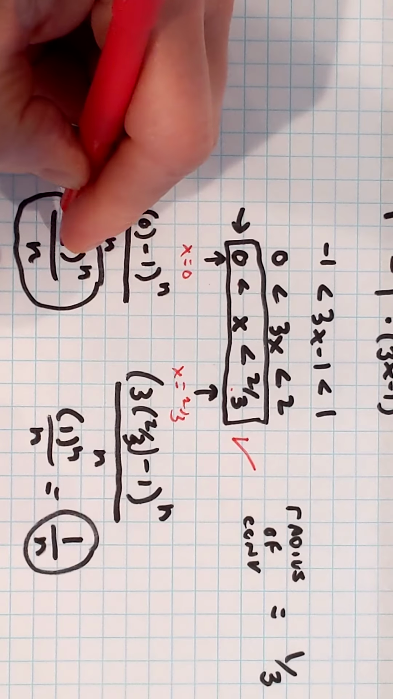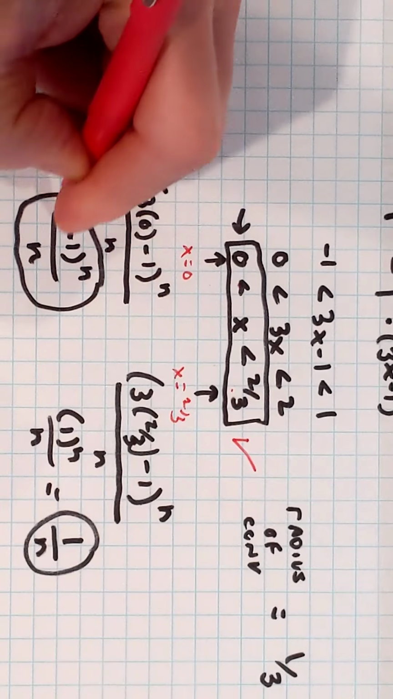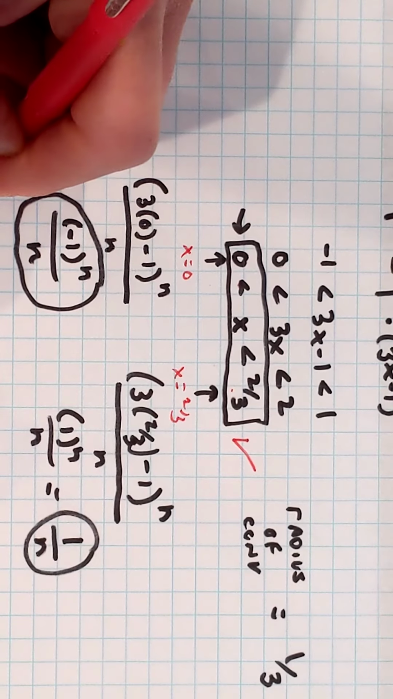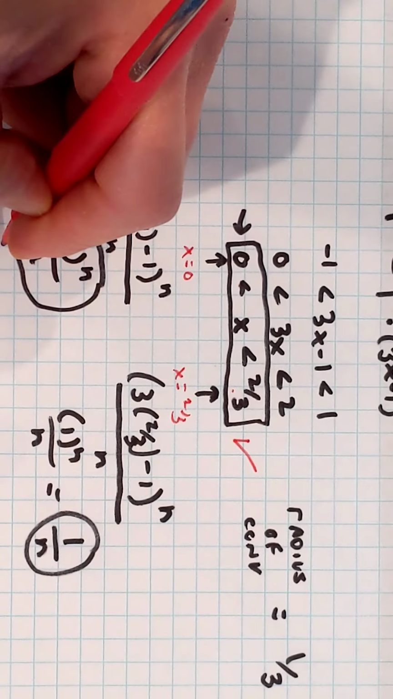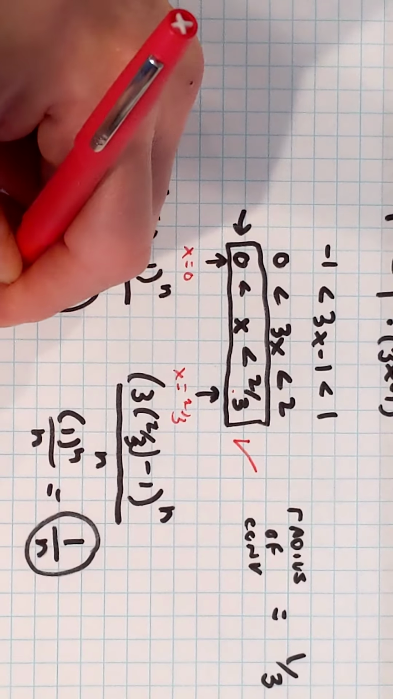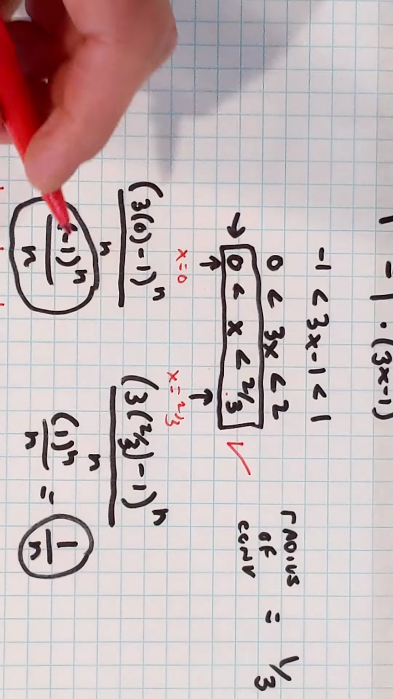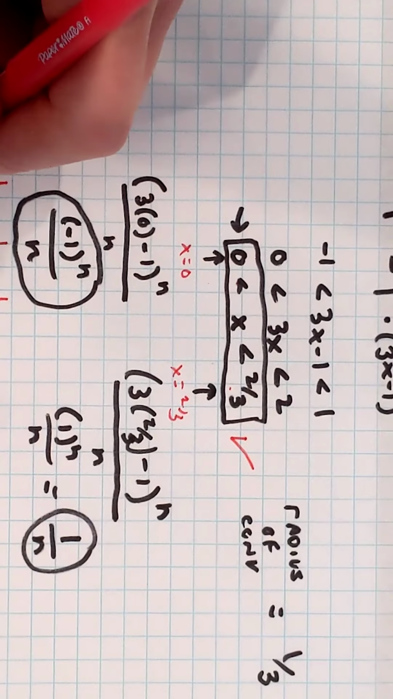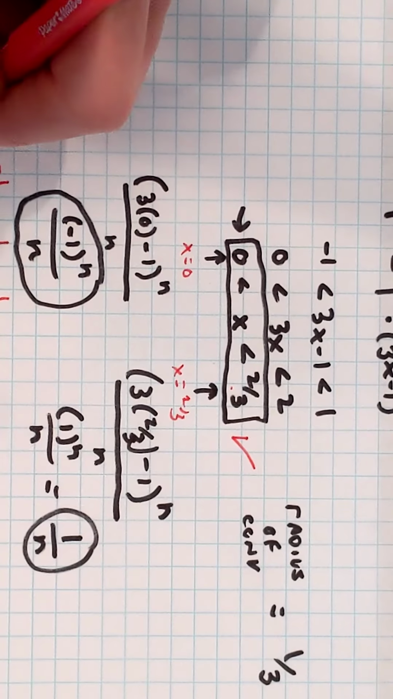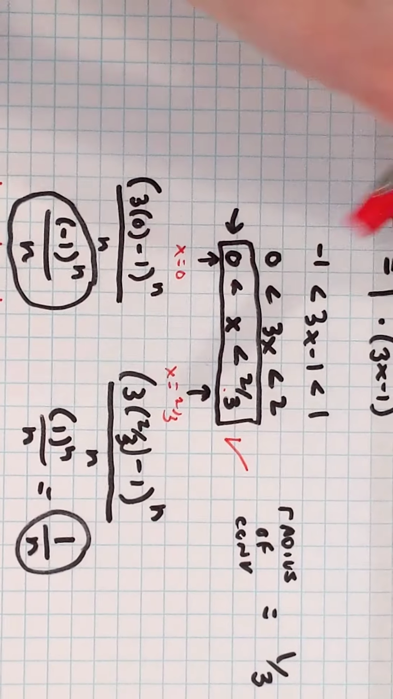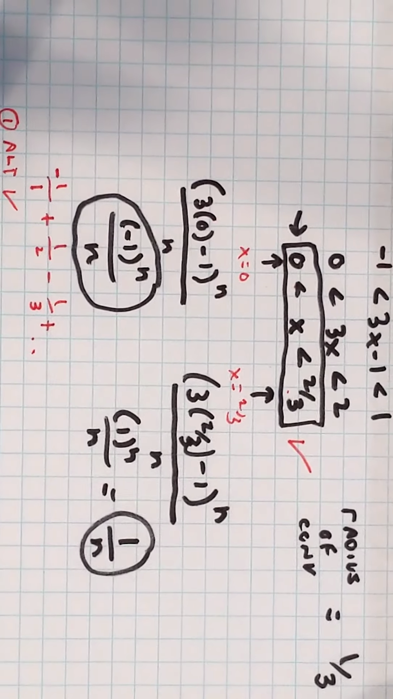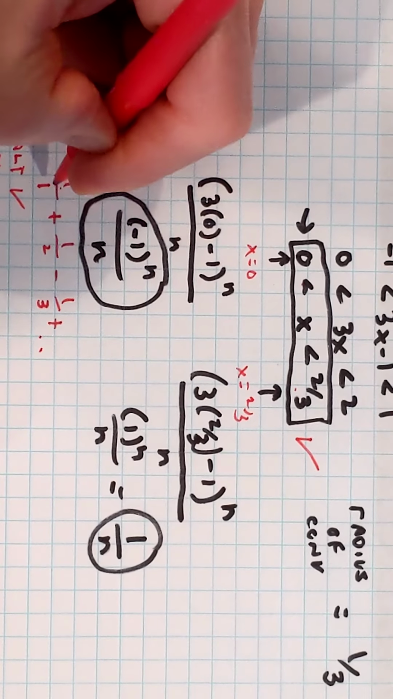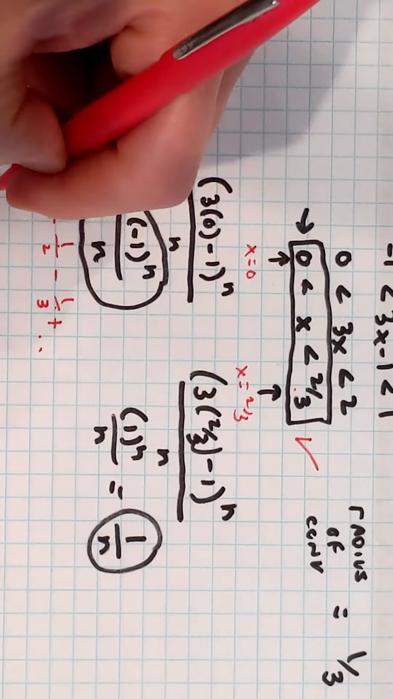This one is going to alternate. See that -1 to the n? So plug in 1, I get this. Plug in 2, I get that. Plug in 3, I get that. Okay, so right now I can see that it's alternating. Check. 2. I'm going to check to see if it's decreasing. 1, 1/2, 1/3, yes, decreasing.